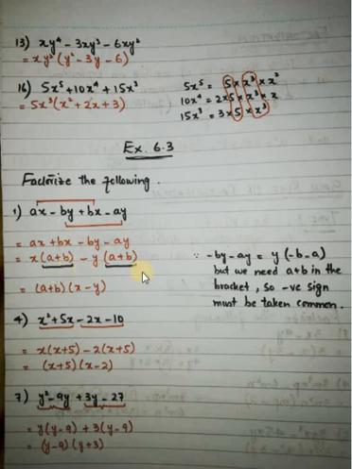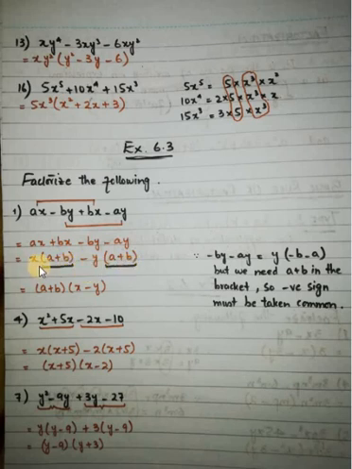So, instead of taking y as a common factor, you will take minus y as a common factor. Minus y and minus y. When you take minus y as a common factor, you will get a plus b inside the bracket. Then the expression having 4 terms will be converted to an expression having 2 terms. First term is x into a plus b and the second term is y into a plus b.